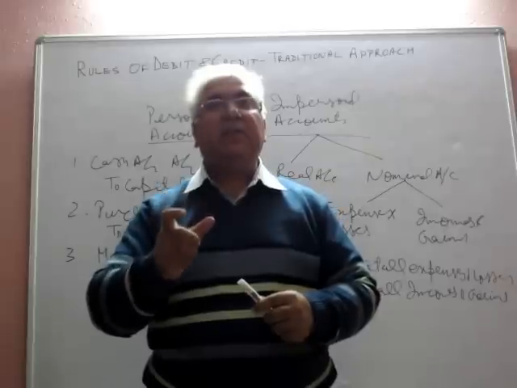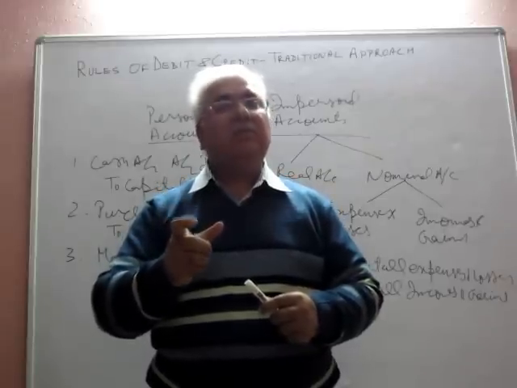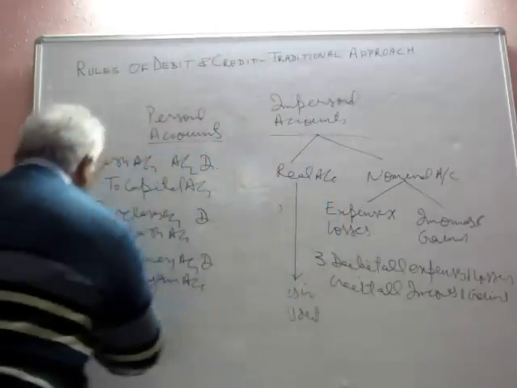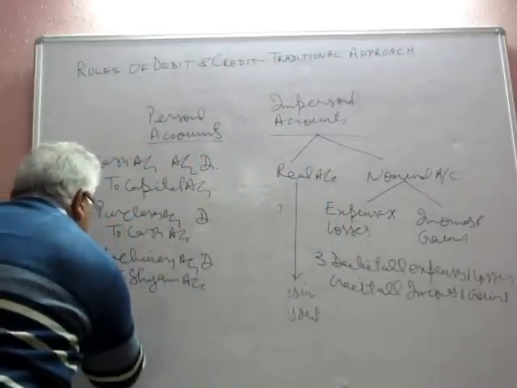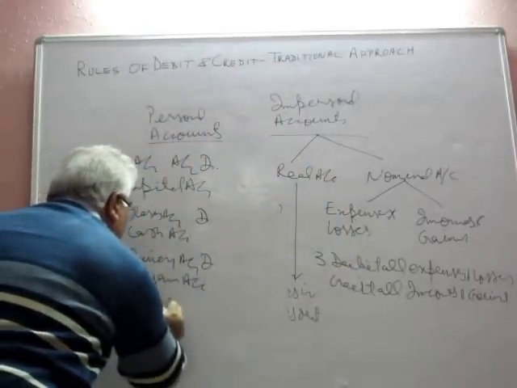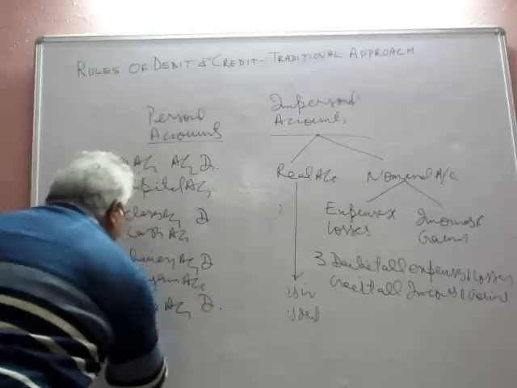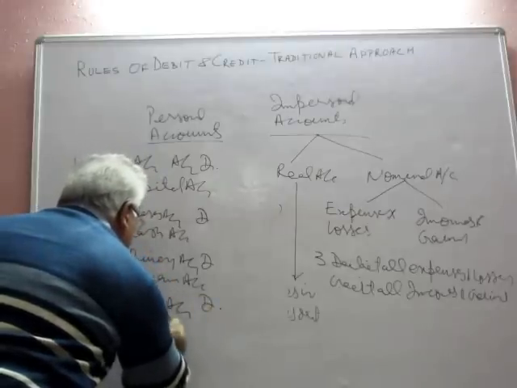So, the entry is bank account debited to cash account.